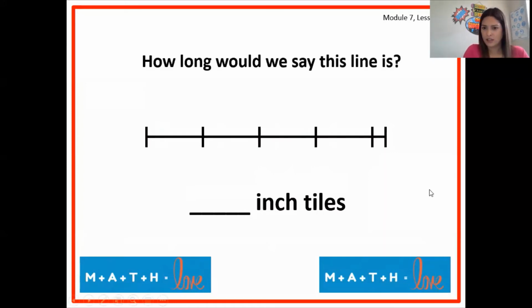What I want you to see is if you go from the first hash mark to the last hash mark, is that line in the middle? No, right? It's more than half, a little more than half, so that means we go to the next one. So that means that yes, it would still be the next number and it would still be 4 inch tiles long.